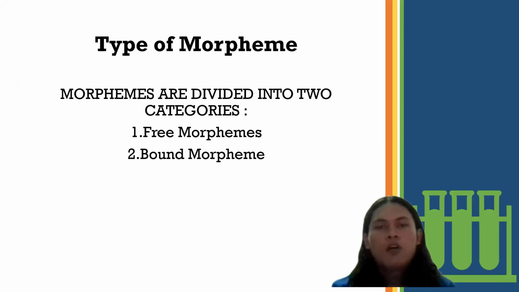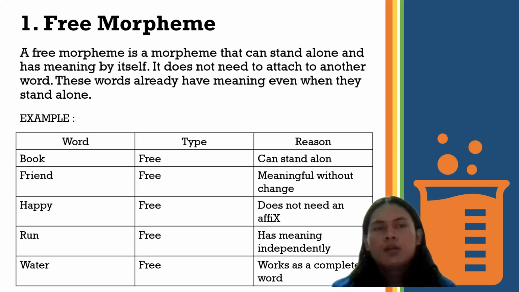Next is type of morpheme. Morphemes are divided into two categories. The first is free morpheme. The second is bound morpheme. And the first is free morpheme. A free morpheme is a morpheme that can stand alone and has meaning by itself. It doesn't need to attach to another word. These words already have meaning even when they stand alone.